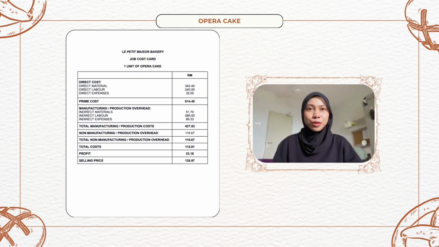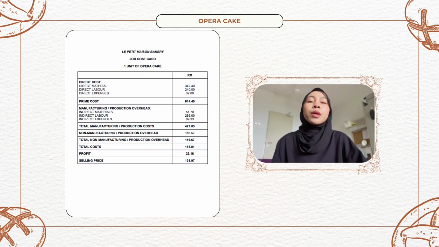So next we're going to move to the job cost sheet of Petit Maison Bakery for 1 unit of opera cakes. As usual, for the direct cost, we got direct materials 342 ringgit and 40 cents. Direct labor, we got 240 ringgit. Direct expenses, we got 32 ringgit. So the total prime cost, we got 614.40.